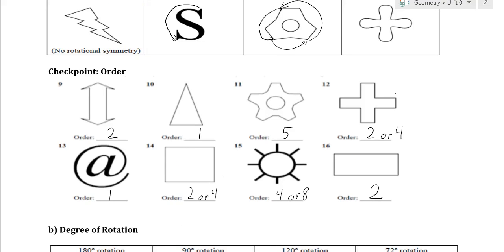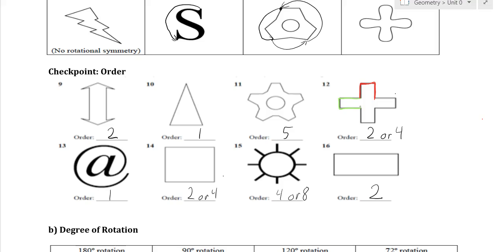So checking these ones is a little tough because there's a couple that weren't drawn very well. 12, I will accept 2 or 4. Depends on whether you see these as being the same or different. If you looked at it and thought they were the same, you'll get 4. If you looked at them and thought they were different, you'll get 2.